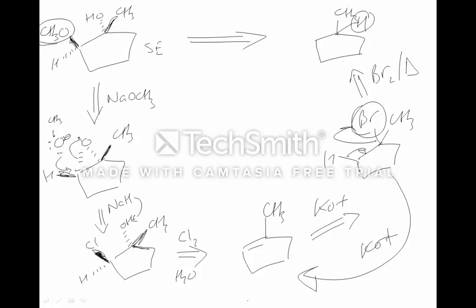Chapter 11, we're going to talk about alkynes, triple bonds, and we're going to see a lot of the same types of reactions, but we have an extra pi bond that we have to take into account, so we're going to see some different things. So we'll get into chapter 11 next.